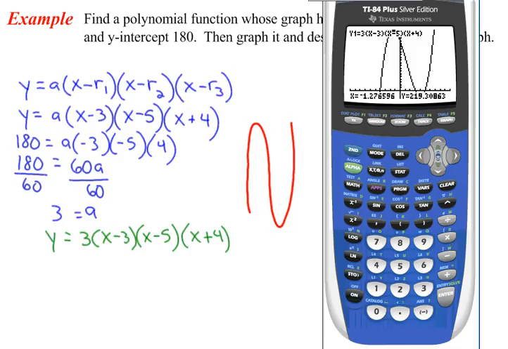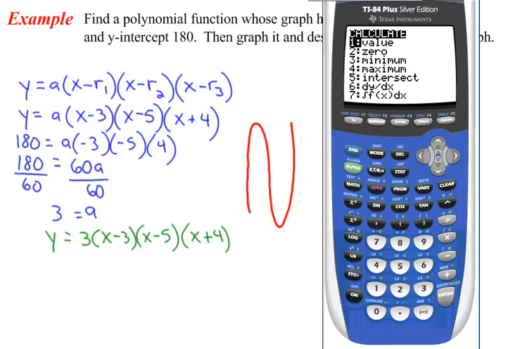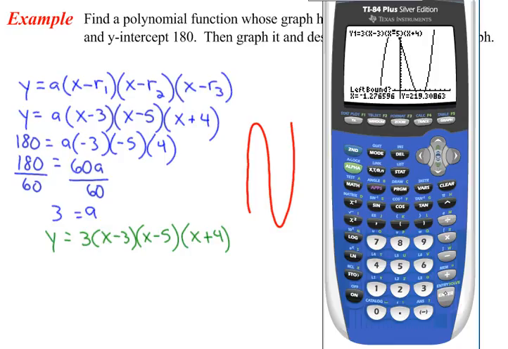Let's do second trace, and we're going to calculate number 4, this maximum. So hit enter. It's going to ask us for a left bound, so we have to go to the left of that local maximum. It's going to ask us for a right bound, so we have to go over to the right of that. And then it's going to ask us for a guess. And it's somewhere up there. Our local maximum is right there, x is negative 1.395118, and the y is 219.64859.